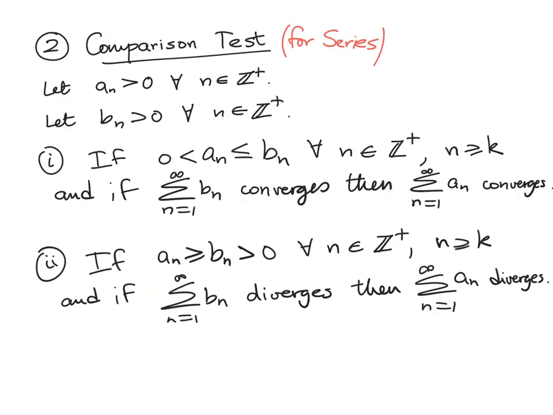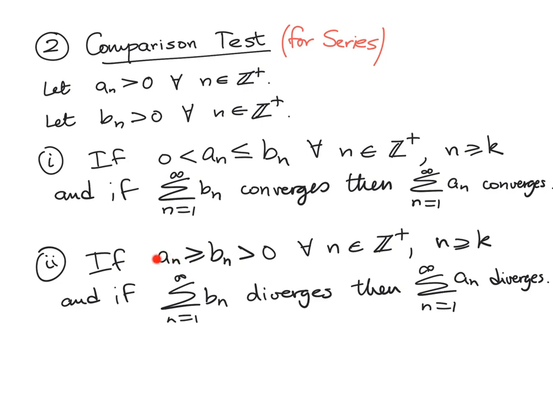Okay, so here is the comparison test. It's very similar to the comparison test for integrals. We're going to have positive sequences, so positive values of a_n, positive values of b_n. And if we know that 0 is less than a_n, less than or equal to b_n, for all n at or past a certain value, let's say k, so it doesn't have to start at the beginning, and if you know that the series of b_n's converges, so if you add up all the b_n terms, that converges, then automatically the series of the a_n terms also has to converge.